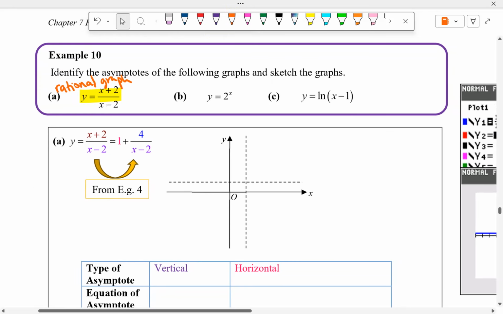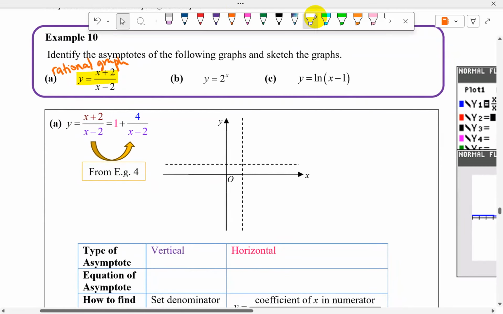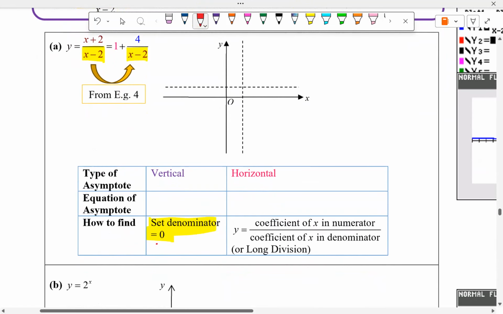So first, how do I get the vertical asymptote? To get the vertical asymptote, you focus on the factor in the denominator. So I have a factor of x minus 2 in the denominator. I just need to set the denominator to be 0 and solve for the x value. So in this case, I set x minus 2 to be 0 and I get the x value to be 2.